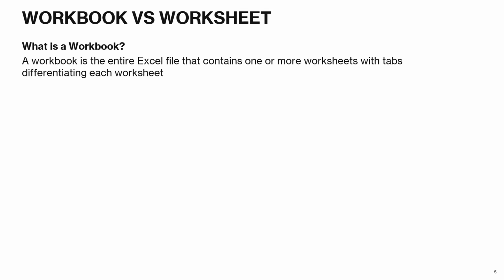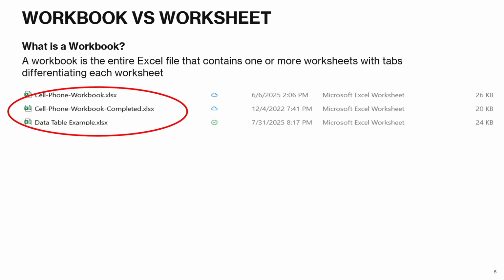Now, within Excel, you have the concept of what's called a workbook versus a worksheet. A workbook is the actual Excel file that can contain one or more worksheets that have tabs that differentiate each worksheet. So, for instance, if you were in your File Explorer in Windows, you might see a list of your Excel files that looks like this. So even though over here it says Microsoft Excel Worksheet, this is actually the workbook that can contain multiple worksheets.